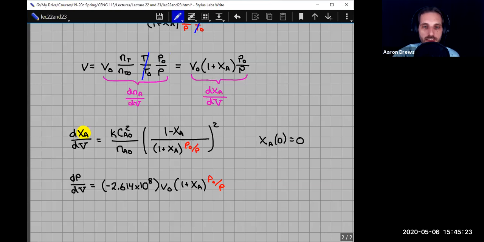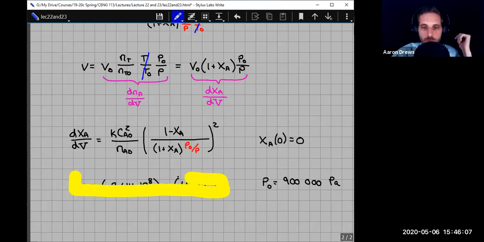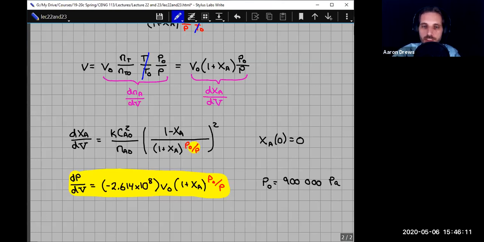The rate of change of XA is a function of both XA and P. Unfortunately, the rate of change of P is also a function of XA and P. So this represents another set of coupled ordinary differential equations, and we have to solve them simultaneously in MATLAB because we don't really have a good way to do that otherwise. Here we have that P0 for our initial condition is 900,000 pascals. That's not a massive change from the code that we had before. We have to put this entire equation in there, but our material balance didn't change very much. We just have to get the P0 over P to appear in the right place, and then change our code to be a set of coupled differential equations instead of not coupled differential equations.